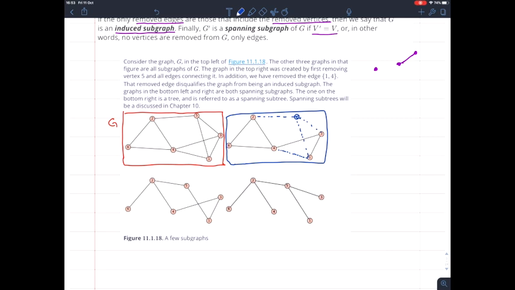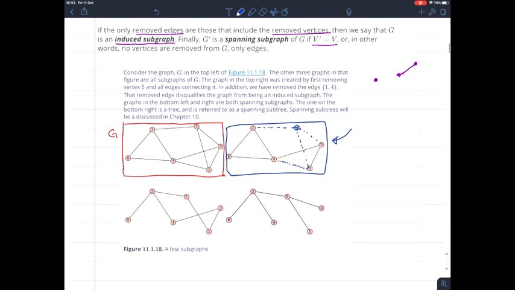So from this we can see that this is not an induced subgraph or a spanning subgraph, because we took away this edge here, so that means it can't be an induced subgraph, and we took away a vertex, so it can't be a spanning subgraph.